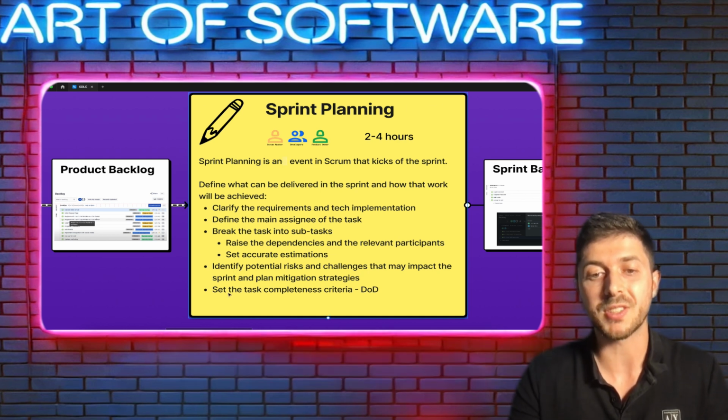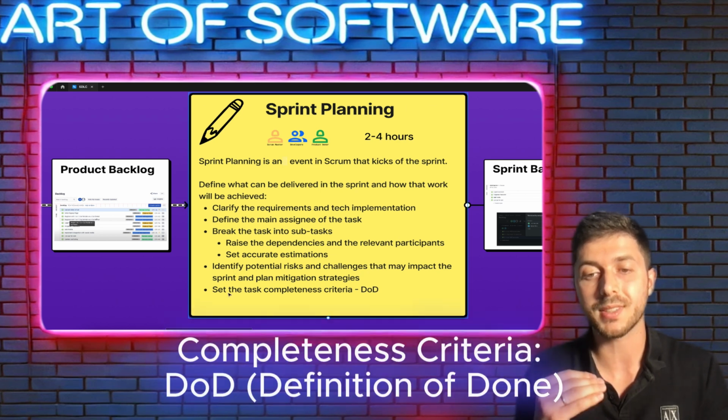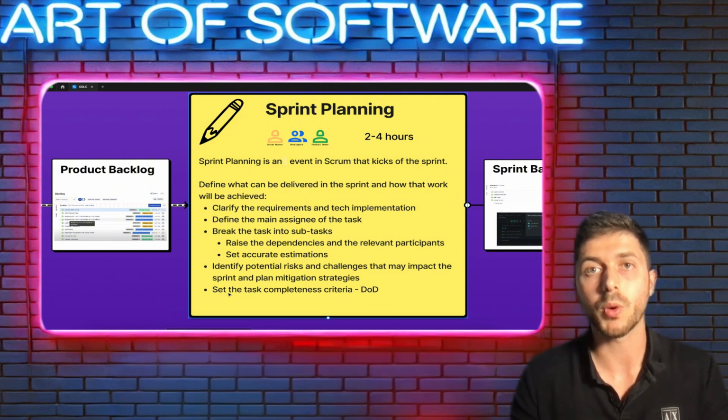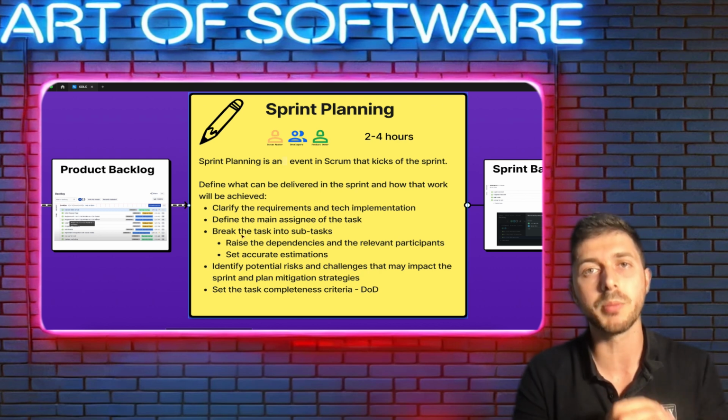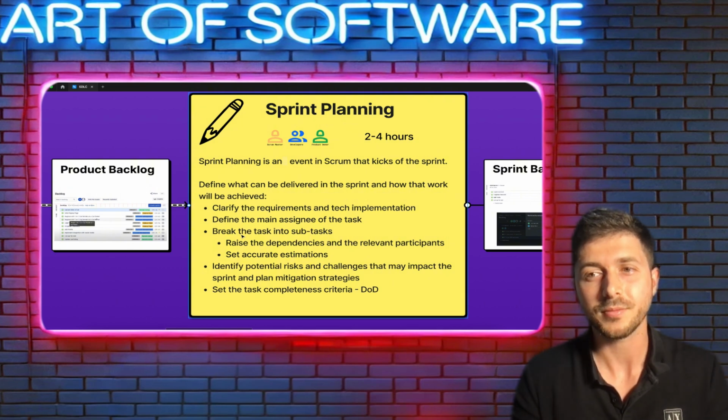And the final step is to set the completeness criteria, DOD. It is defined as the definition of done. And when we discuss the engineering processes, we'll talk about the definition of done. This is one of the main topics. So in a few minutes it will be clear what it means.